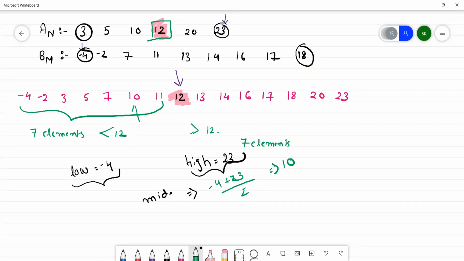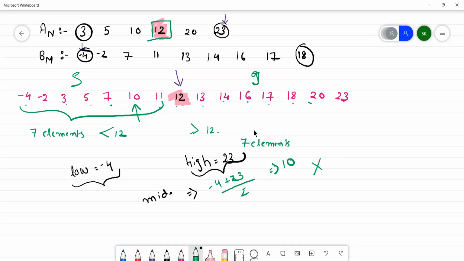So here is your 10. How many numbers are less than 10 here? 1, 2, 3, 4, 5. Okay. And how many numbers are greater than 10? 1, 2, 3, 4, 5, 6, 7, 8, 9. 9. So this particular ratio is not equal, right? This varies. The number of smaller elements is 5 and the number of bigger elements is 9. So this is not our answer. Everyone able to follow this?